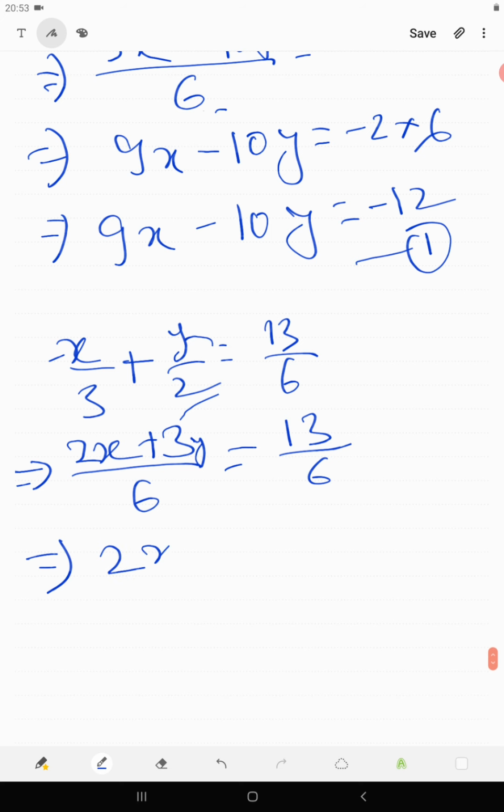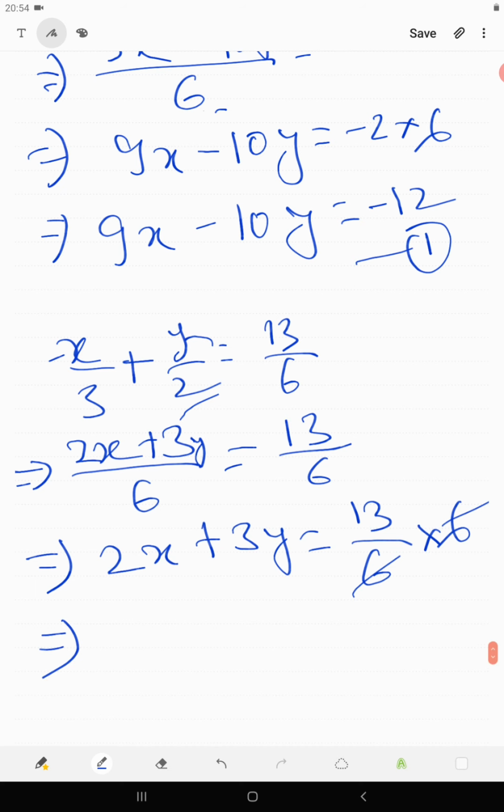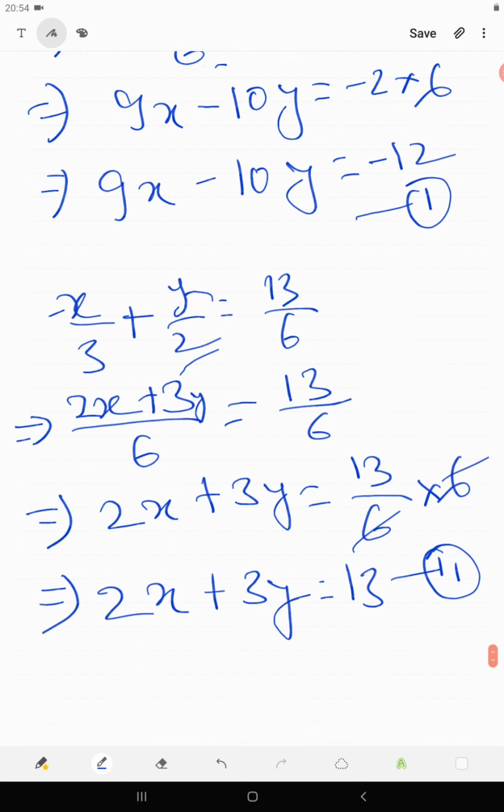So we will get 2x plus 3y. Now 6 we will move to the right hand side. So 6 is divided on the left hand side. When it goes to the right hand side, it will be multiplied. Now 6 in the bottom and 6 on the top will be out. So 2x plus 3y equals 13. This is our second equation, correct?